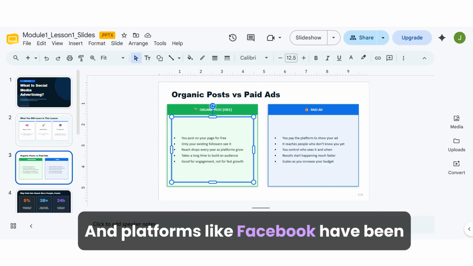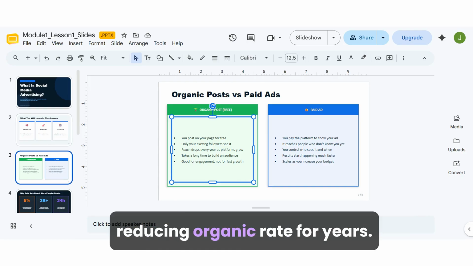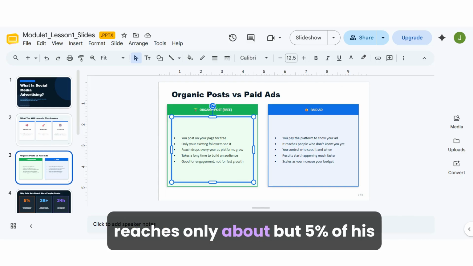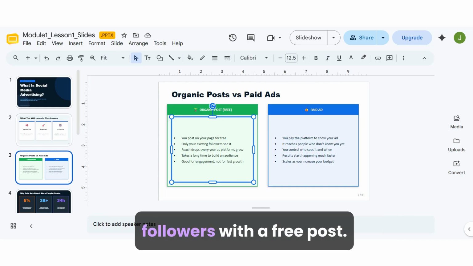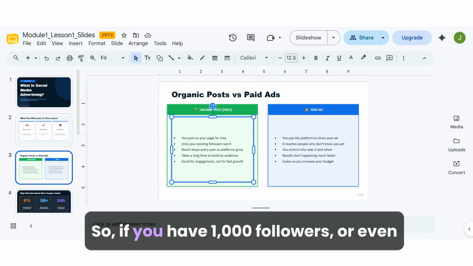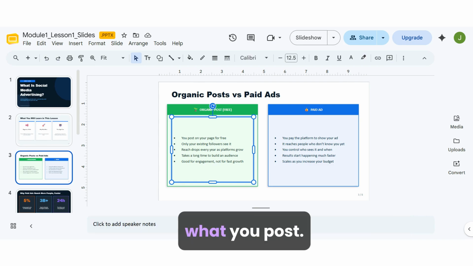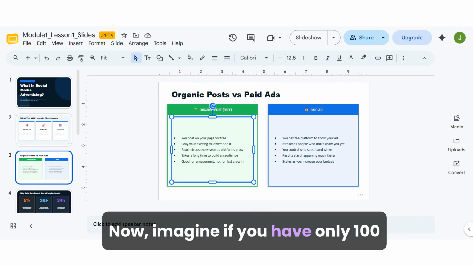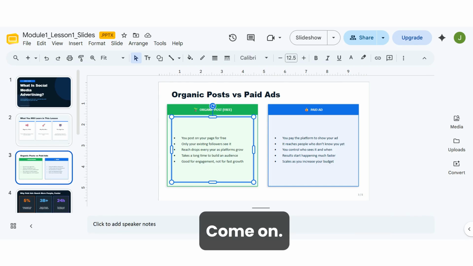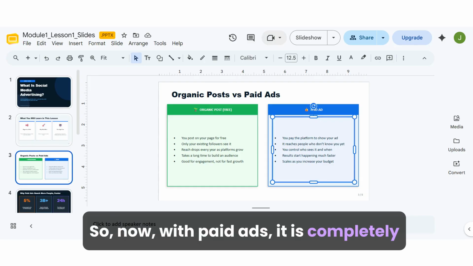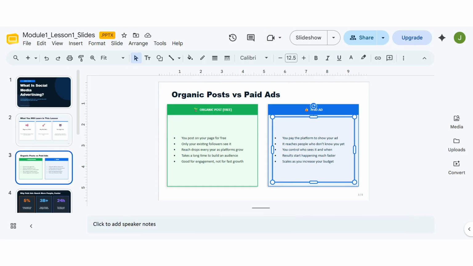Platforms like Facebook have been reducing organic reach for years. Today, the average business page reaches only about 5% of its followers with a free post. So if you have 1,000 followers, only 50 people might actually see what you post. Now imagine if you have only 100 followers. Come on.